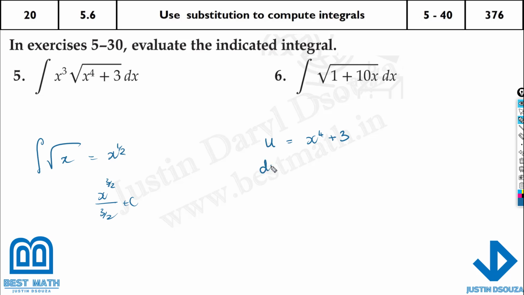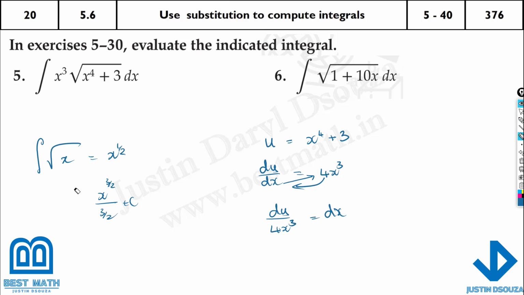And now let's do du by dx. When we differentiate it, we get 4x power 3, and this is gone because it's 0 when we differentiate it. Now we can rearrange this for dx. So what we do is take dx to the other side and this down. So du divided by 4x power 3 is equal to dx, right?